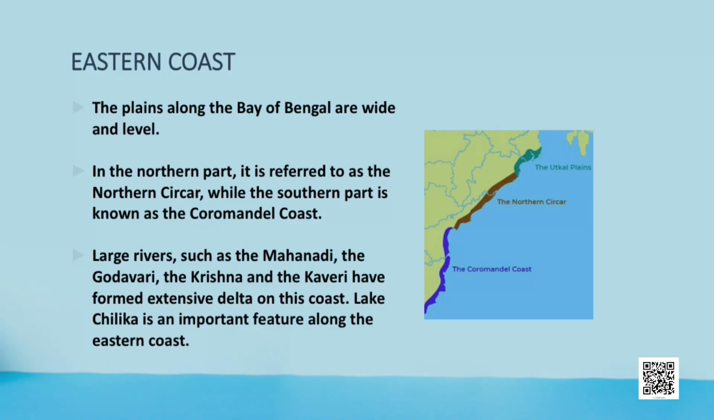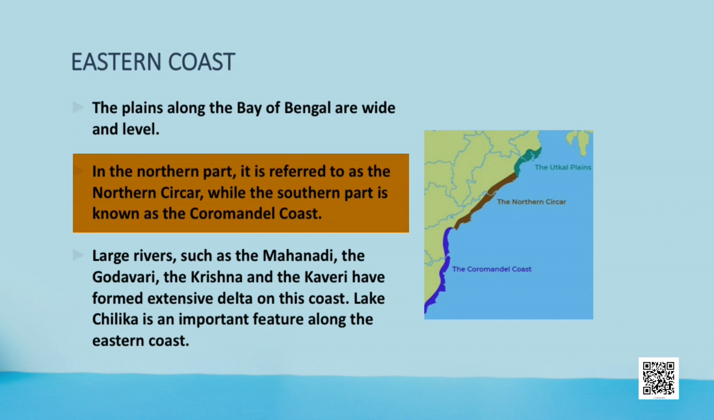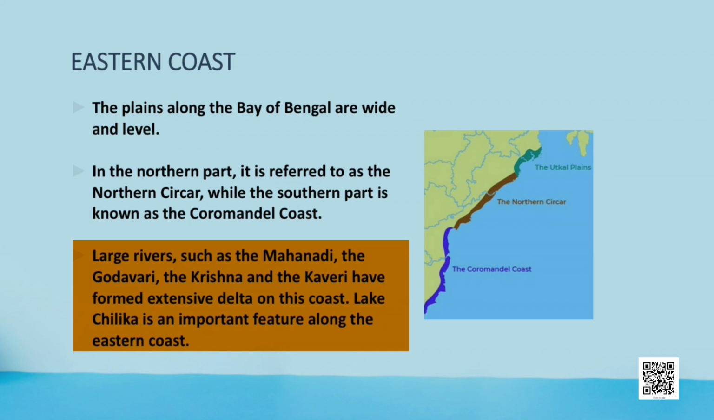Now, if you are clear about the western coast, we are moving on to the eastern coast. Let's gain more knowledge about the eastern coast. The plains along the Bay of Bengal are very wide and levelled plains. In the northern part, they are referred to as Northern Circars, while in the southern part, they are named the Coromandel coast. Large rivers like Mahanadi, Godavari, Krishna and Kaveri form extensive deltas on this coast.